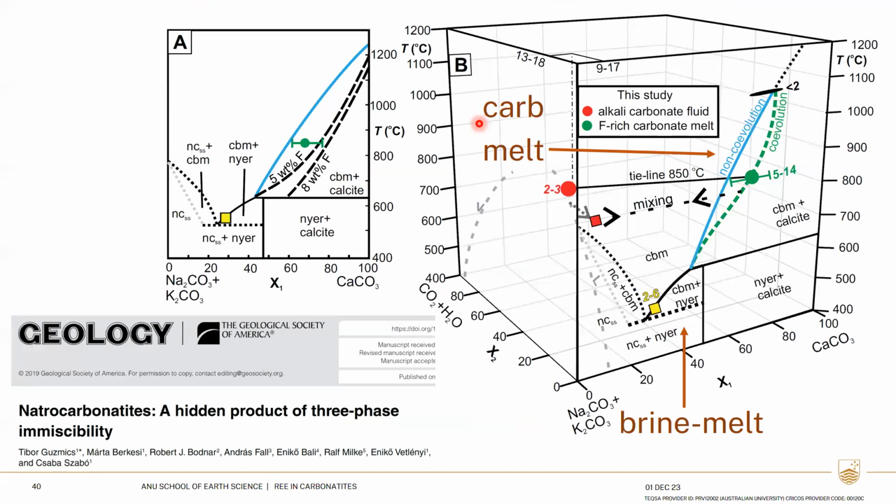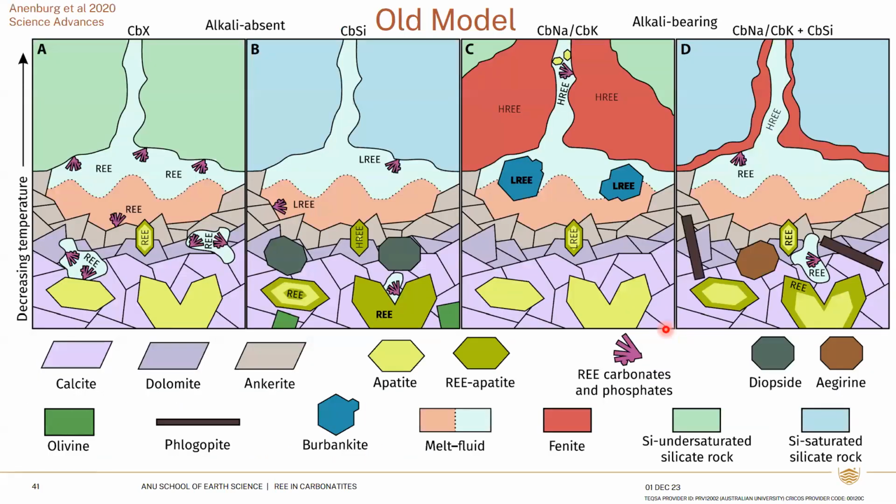And if we take that into our phase diagram, here we have carbonatite melt that continuously evolves with no exsolution, or if there is exsolution, it doesn't do anything, it's just over there, we don't care about it, and then it becomes a brine-melt at some point. Okay, so here's the old model where this was kind of unclear.